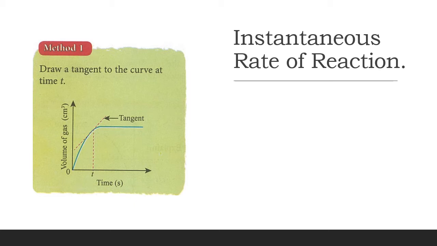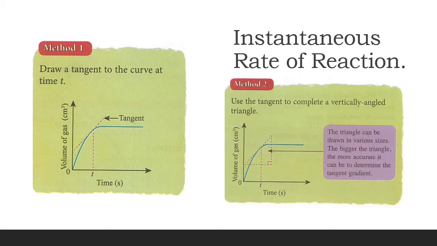So lukis tangent gunakan pembaris dan pensel. Okay. Kemudian we use the tangent to complete a vertically angled triangle. So daripada tangent yang kita lukis ni tadi, kita akan lukis segitiga. Okay, lukis segitiga. The triangle can be drawn in various sizes. The bigger the triangle, the more accurate it can be to determine the tangent and gradient.